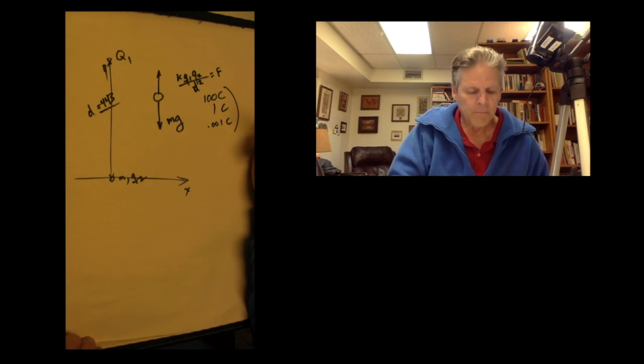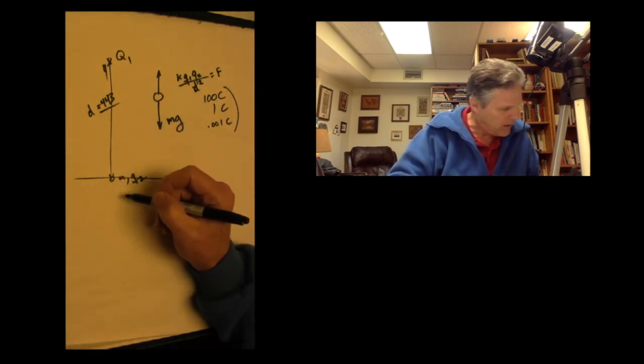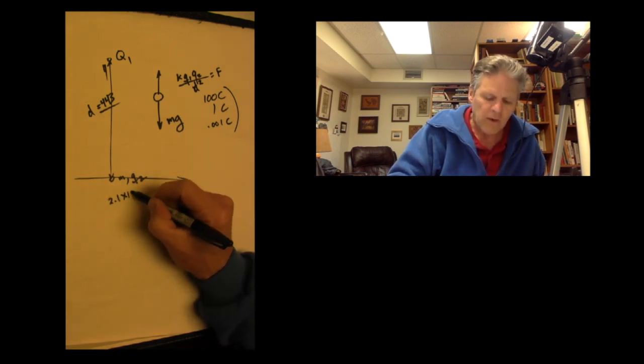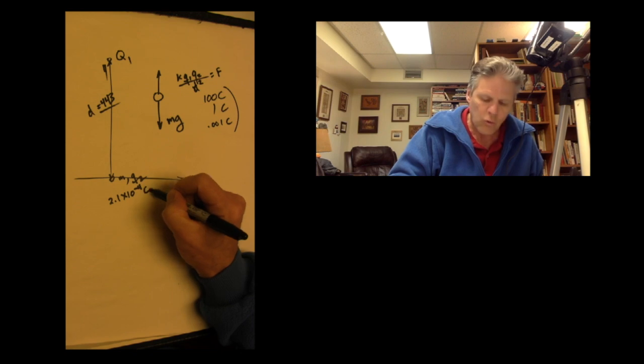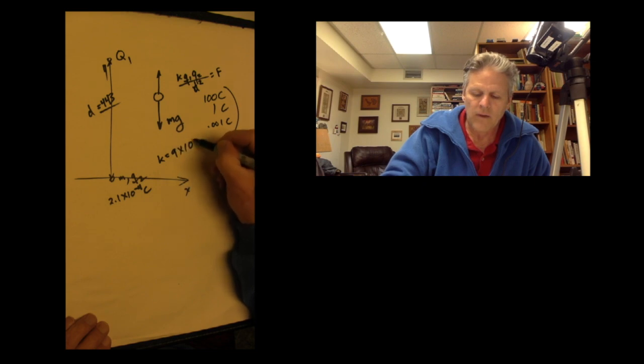Okay, so I know D is 443. I know this Q is 2.1 times 10 to the minus 4 coulombs, and I know K is 9 times 10 to the ninth.